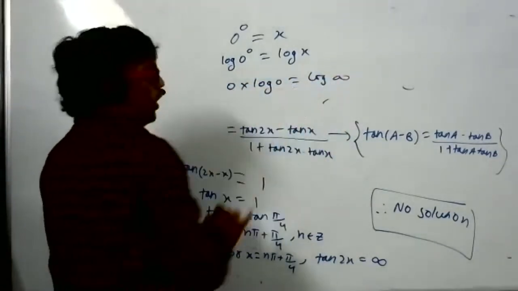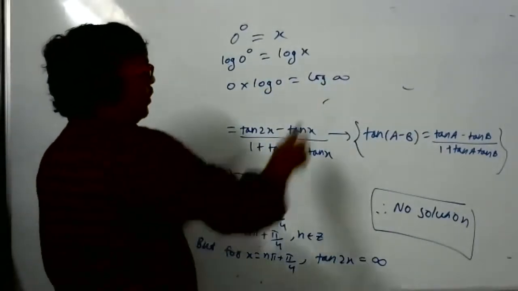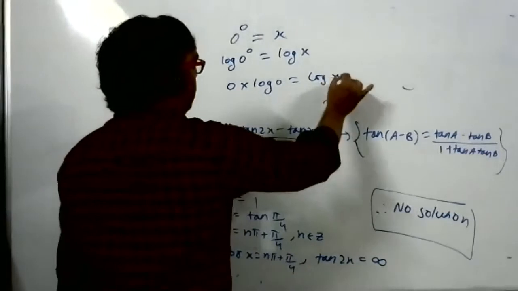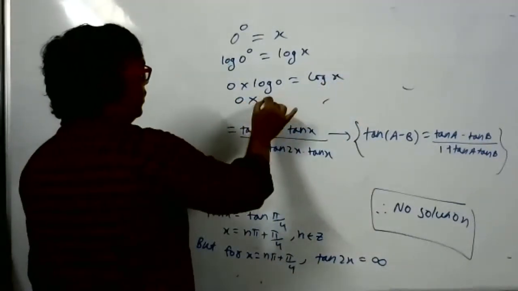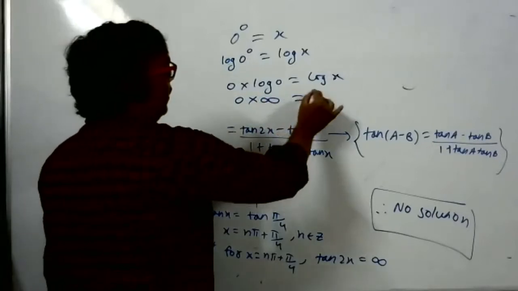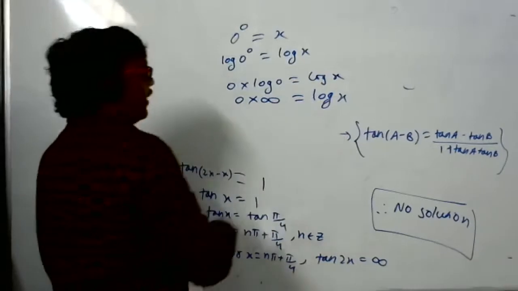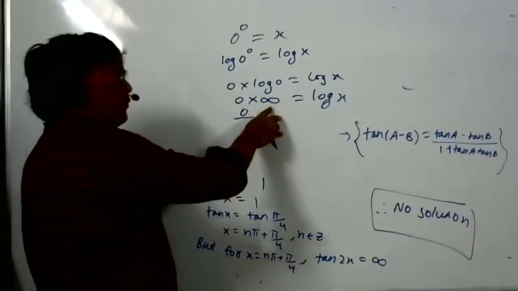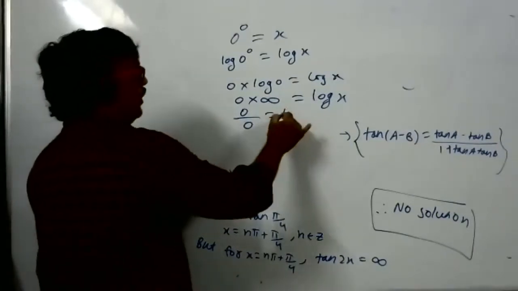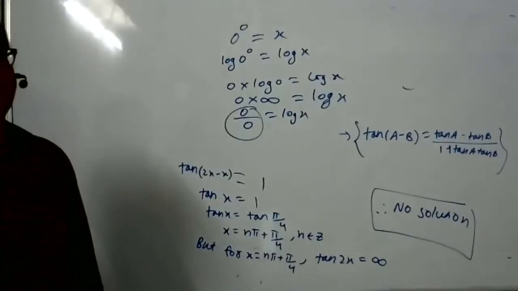Now log 0 is how much? Log 0 would be not defined. Log 0 is infinity, so 0 into infinity is log x. Now what is infinity? Infinity means 1 by 0. So 0 by 0 we got now. So log x is 0 by 0, but we know 0 by 0 is not defined.